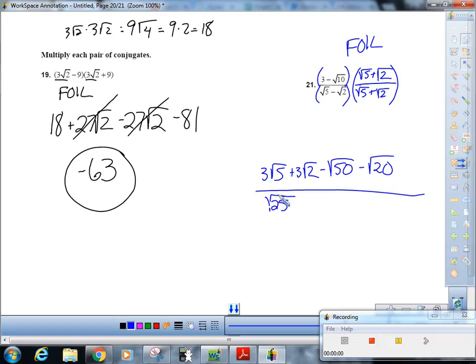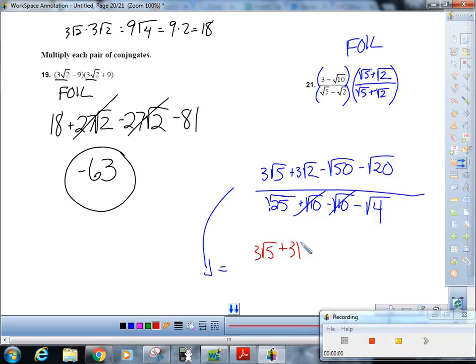Outer plus radical 10. Inner minus radical 10. Remember, that's the nice thing about the conjugate, is that the middle two terms get canceled. Last minus radical 4. Okay? So we'll go down here, and to our next step we'll do in red. That's 3 radical 5. That's as simple as I can write it.